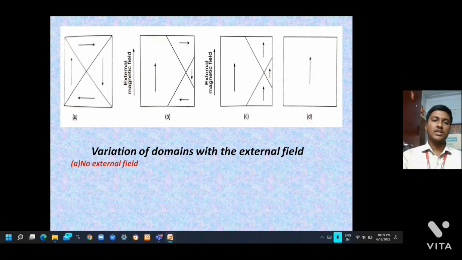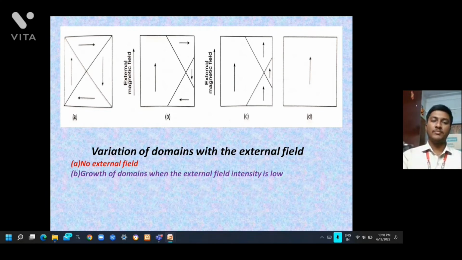The first case is no external field. If the external field is not present, there is no change in directions. In the second one, growth of domains when the external field intensity is low, there is a growth of the domain which is in the direction of the external magnetic field. The intensity is not sufficient for the others to align in the direction of the external magnetic field, so there is just a growth in domains. In the third case, rotation of domains when the external field intensity is high.